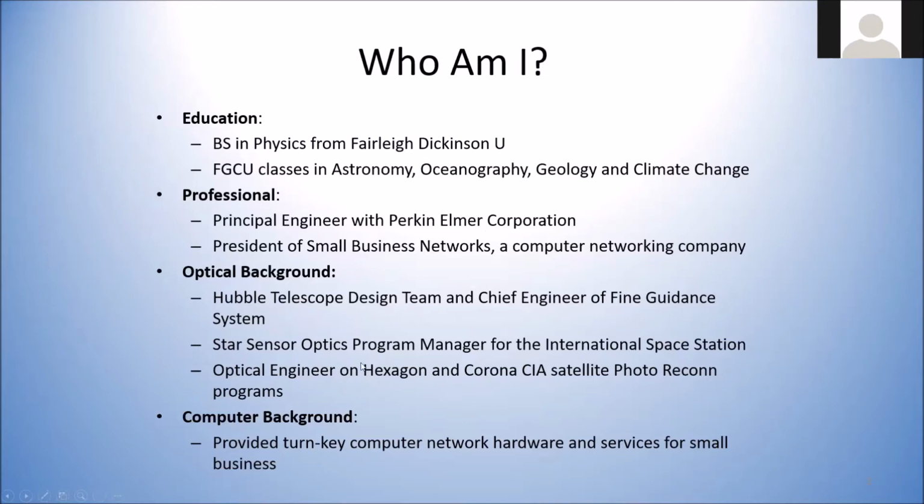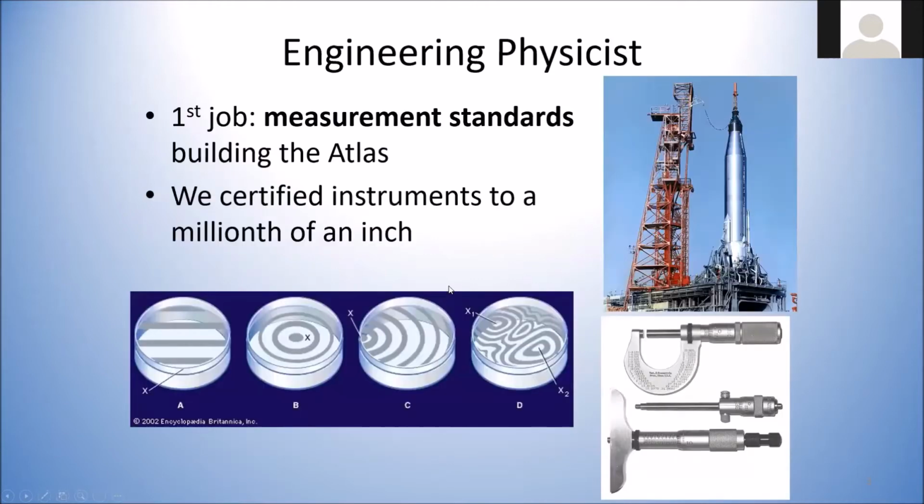The other thing which is germane is that I was the program manager of the STAR sensor, which is currently up on the International Space Station. So what did I do? I was an engineering physicist. My first job was in measurement standards while we were building the Atlas rocket, which you see here on the right. We certified measurement instruments up to 1/1000th of an inch. Down in the lower picture are some typical optical flats that are being examined, and you can actually measure deviations from a perfect plane up to 1/1000th of an inch.